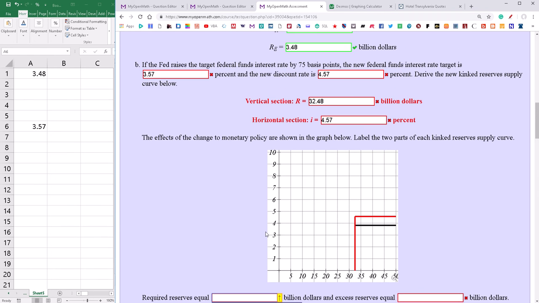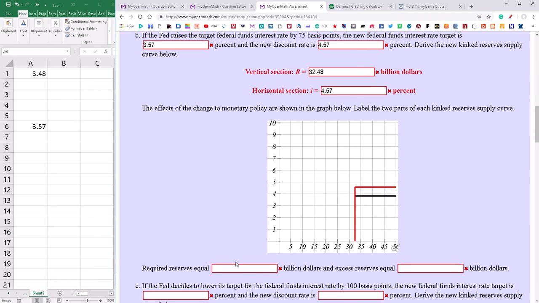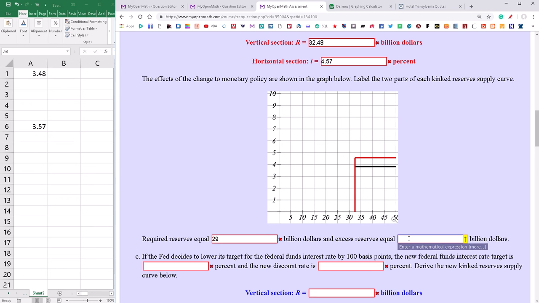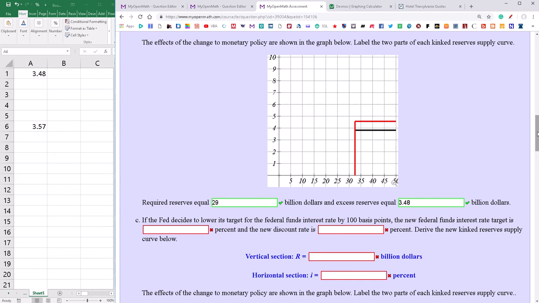Required reserves is still 29 because total reserves didn't change. All the Fed did was issue a new dictate that the discount rate and the target federal funds rate were higher. That doesn't change required reserves or excess reserves. So excess reserves is still 3.48. Hit enter to see if we got it right. Yep, we got it right.